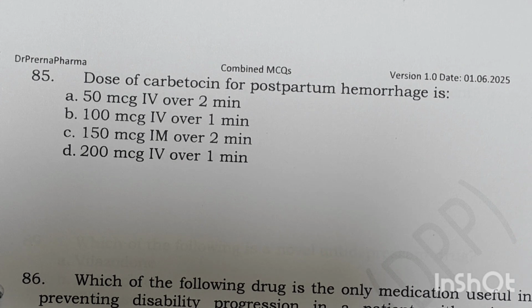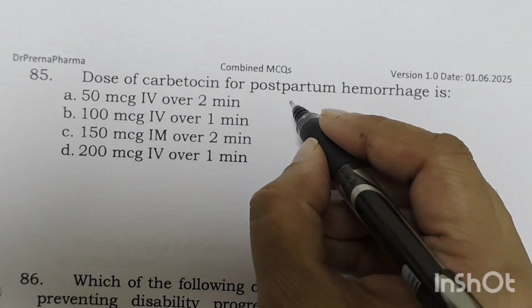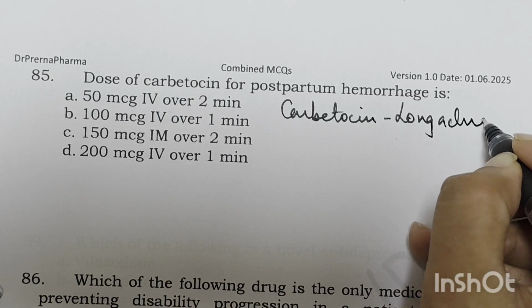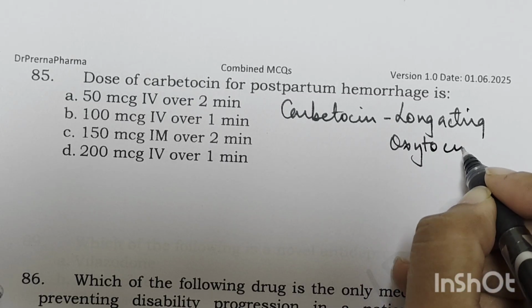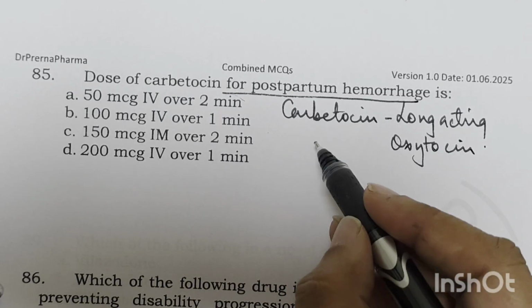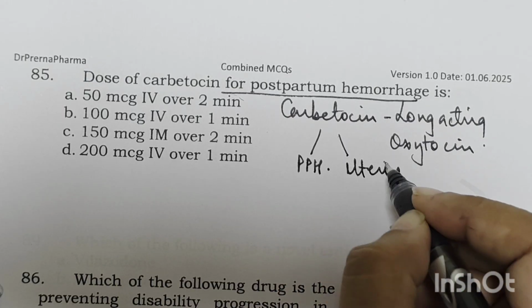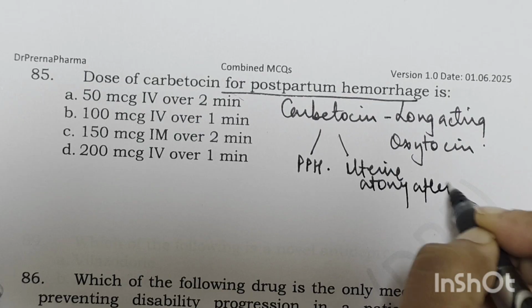Next question, dose of carbetocin for postpartum hemorrhage. Now carbetocin is what? Carbetocin is basically a long-acting analog of oxytocin, right? It is a long-acting analog. Now what is the dose for PPH? It is used in PPH and it is prevention of uterine atony. Uterine atony अगर हो जाती है after cesarean section, so वहाँ पे भी it is used.